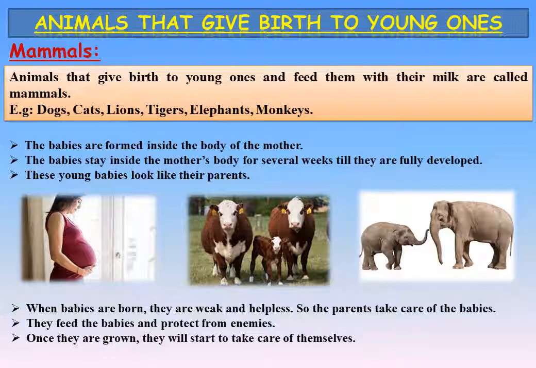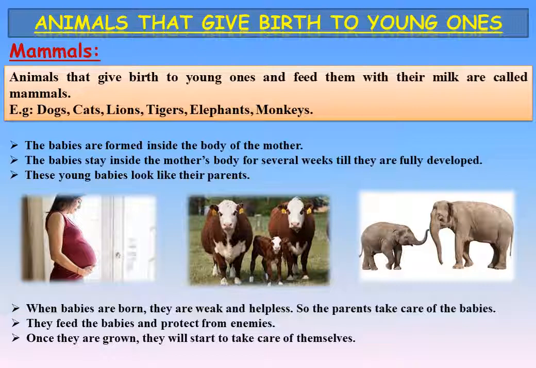Then these young babies look like their parents. When human beings give birth, the baby will look like a human being. When dogs give birth to young ones, they will look just like the mother dog, right? That is the idea. Then, when babies are born, they are weak and helpless. They won't be able to walk. Were we able to walk when we were born? No, young babies are not able to walk.